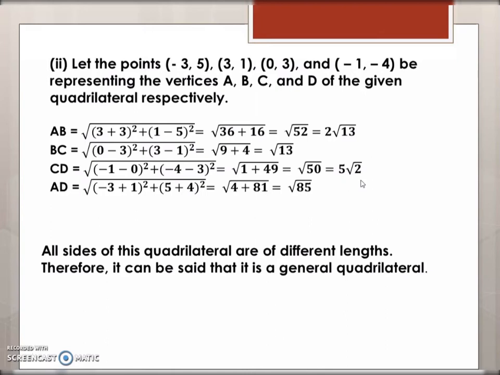So you need not find the diagonal, because length of the sides are not coming equal, or even the opposite sides are not coming equal. All the sides are of different lengths. So it is just a general quadrilateral.